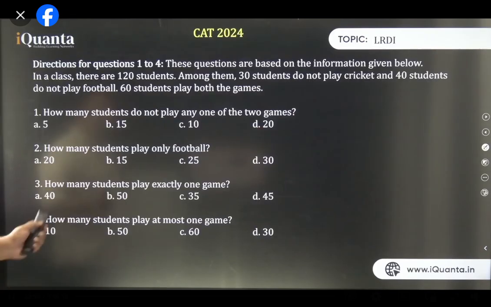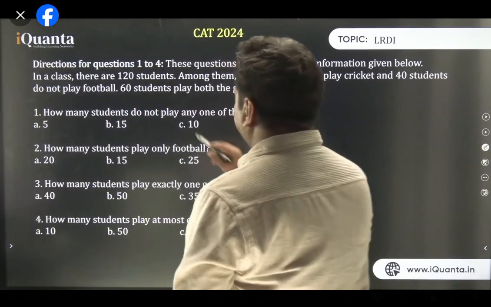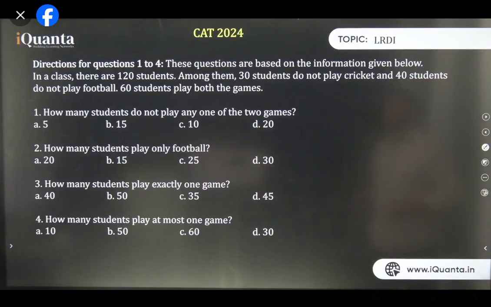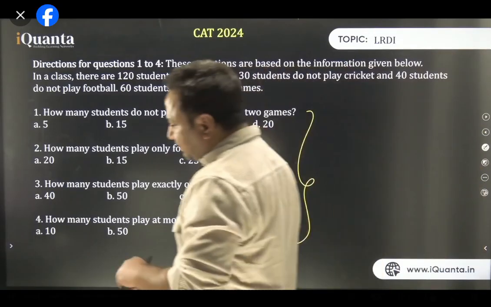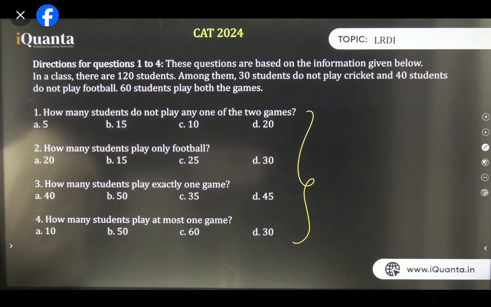चलो. Let us try to solve the first question. Automatically things will be clear to you. Okay, in a class there are 120 students. Among them, 30 students do not play cricket and 40 students do not play football. 60 students play both the games. And we have 4 questions like this. You have 7 minutes to solve this. Your time starts now. And then I'll explain.